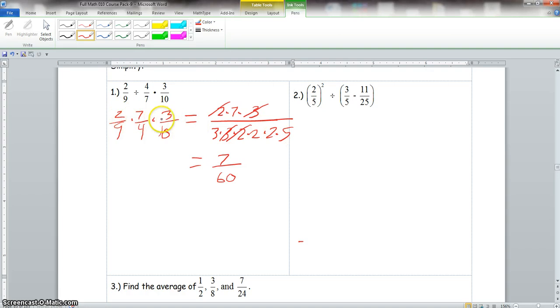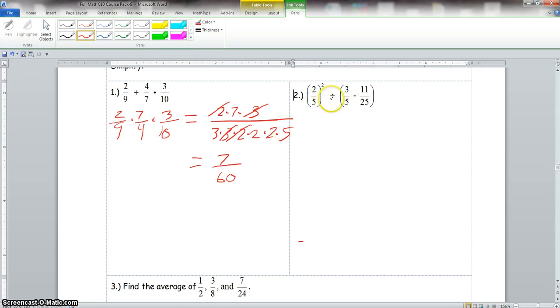And your numerator, all of these numbers are already prime, so we add 2, 7, and 3. And our denominator, 9, prime factorization is 3 times 3. 4's prime factorization is 2 times 2, and 10's prime factorization is 2 times 5. So we simplify out what they have in common. They have one set of 2s in common and one set of 3s in common. So you're left with 7 in your numerator, and in your denominator you add 3 times 2 is 6, times 2 is 12, times 5 is 60. So that takes care of that problem.